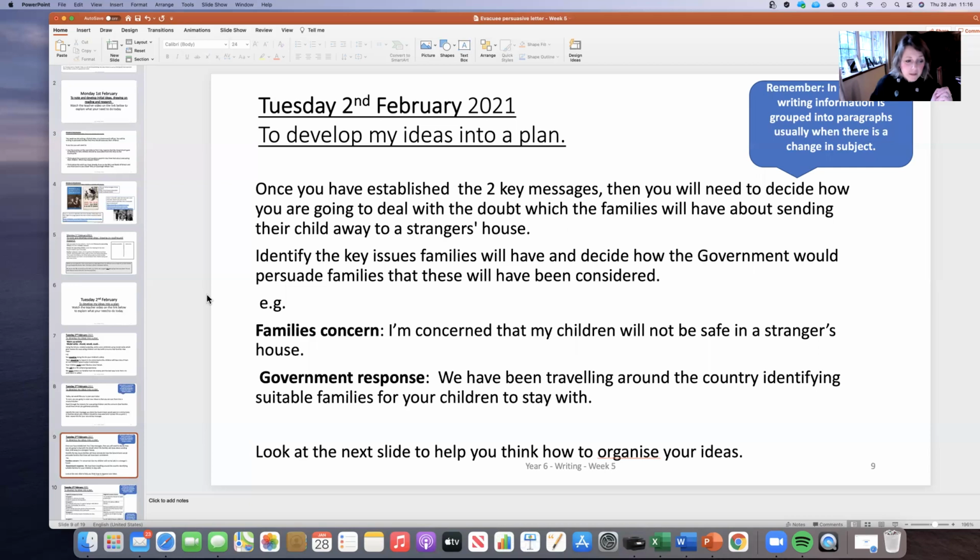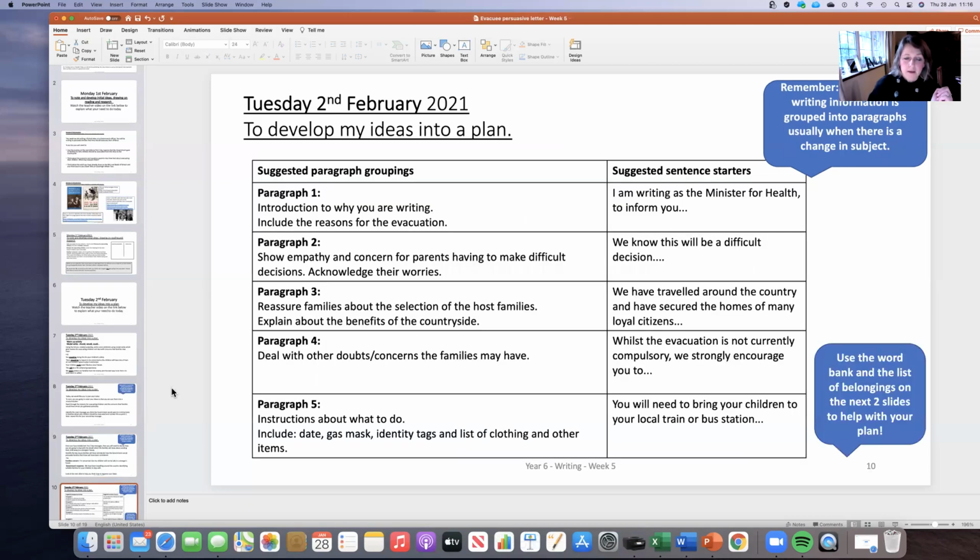So in fact, I'm going to go to my outline plan here because it might be easier. This is just a structure. You don't have to keep this to what I've done here, but this just helps you to maybe see how you could break down this information then into paragraphs of grouping your information, and perhaps look at on the right here some suggested sentence starters to help you get going. So paragraph 1 will all be about dealing with the two key messages.